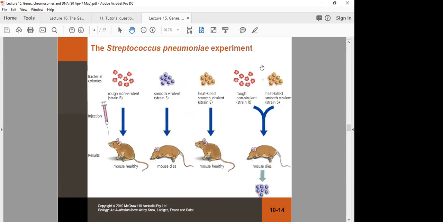Then, the classic part of the experiment, they took non-virulent Streptococcus cells and the heat-killed virulent cells, and they injected both of these together into mice, and the mice died. So how do you explain that? To understand the significance of that, we need to understand what bacteria can do.